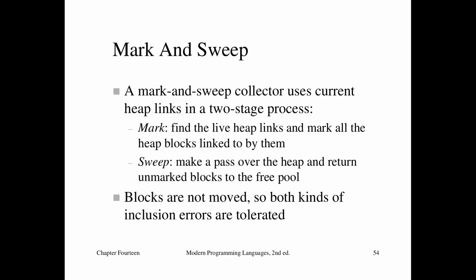The mark and sweep approach basically says we're going to use all the current heap links in a two-stage process. First, we find all current live ones and mark them, and mark all the heap blocks linked to them. Then we make a pass over the heap and return any unmarked blocks to the free pool. This seems to go through and make sure everything in memory is supposed to be there, and if it's not, we clean it up. We don't move any blocks, so both kinds of inclusion errors are tolerated. It'll work, but it's not the best.